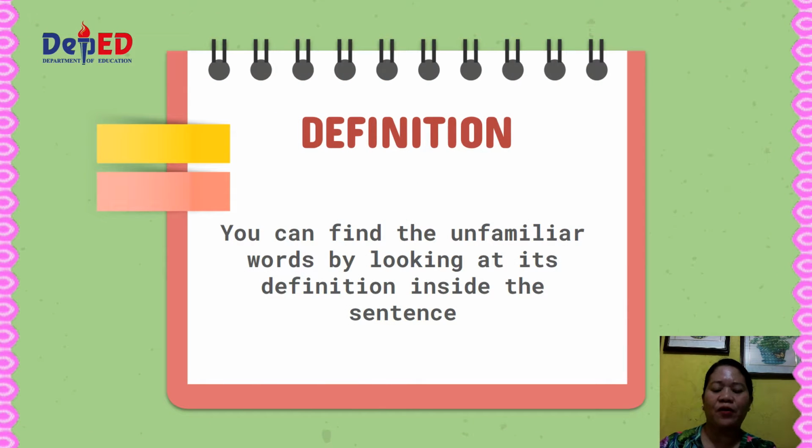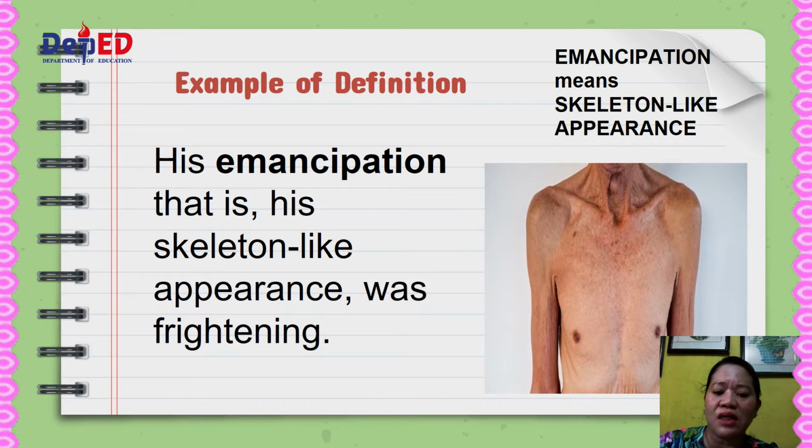The first type of context clues is definition. It means that you can find the meaning of unfamiliar words by looking at its definition inside the sentence. An example of definition is: his emaciation, that is, his skeleton-like appearance, was frightening. In here, emaciation is the unfamiliar word which we need to look for the meaning of. And in this sentence, we can also see the example given, skeleton-like appearance. Therefore, emaciation means a skeleton-like appearance.